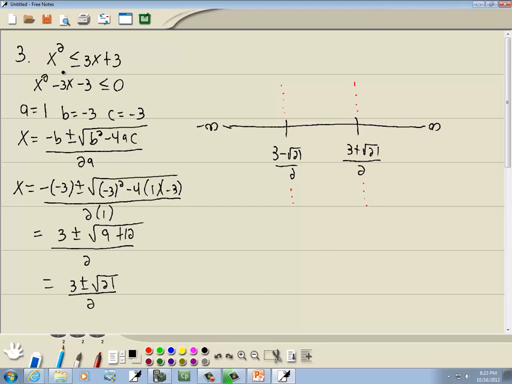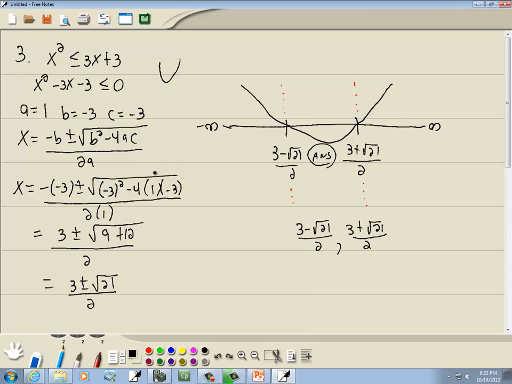I know what our graph looks like. An x squared means it opens up like that. And to find these critical values means it crosses the x-axis at those points. So my graph would look like this. Now, this particular problem is a less than, which means our answer is below the x-axis. Well, here's where our graph is below the x-axis. So here's where our answer is. So it's going to go from 3 minus square root of 21 over 2, comma, to 3 plus square root of 21 over 2.